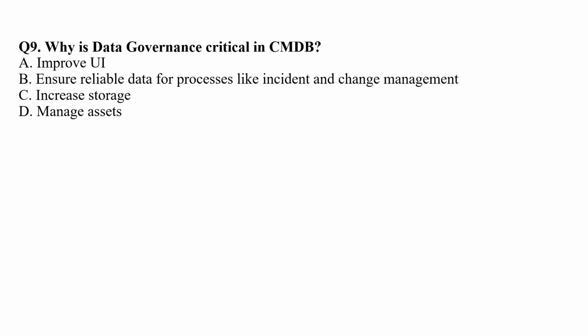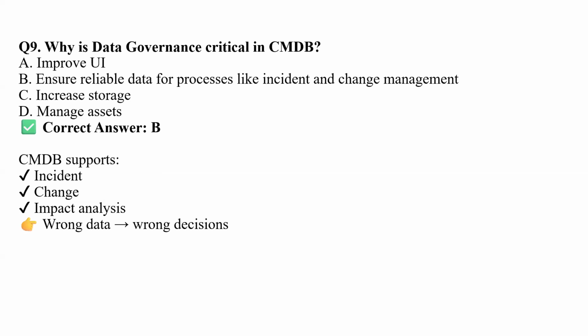Next one. Why is data governance critical in CMDB? Option A, improve UI. Option B, ensure reliable data for processes like incident and change management. Option C, increase storage. Option D, manage assets. So the correct answer is option B, ensure reliable data for processes like incidents and change management. So CMDB supports incident, change, and impact analysis. So wrong data will lead to wrong decisions. So data reliability won't occur due to wrong decisions.